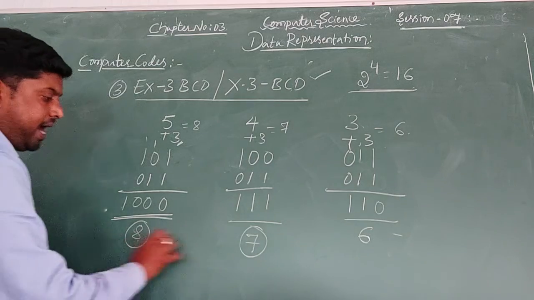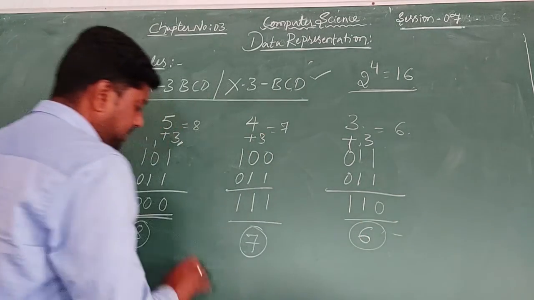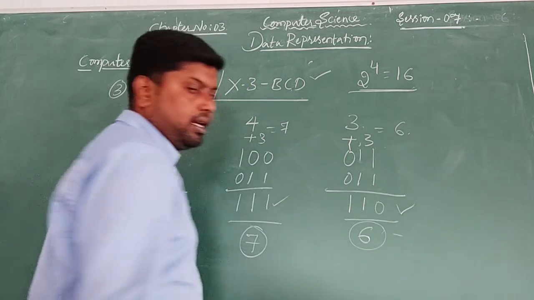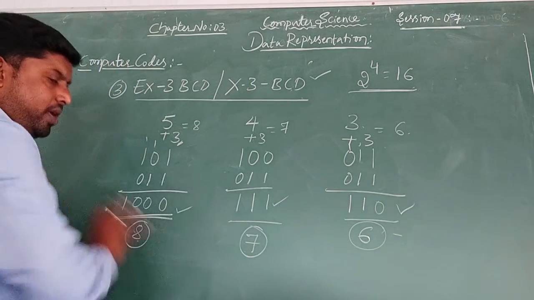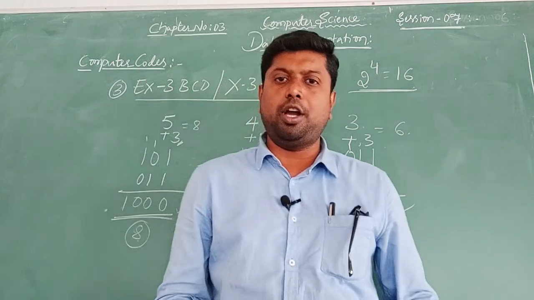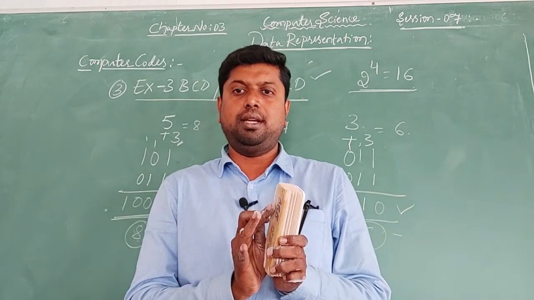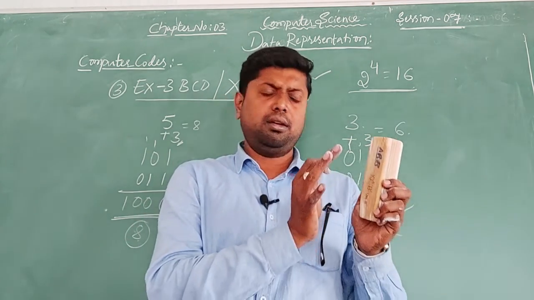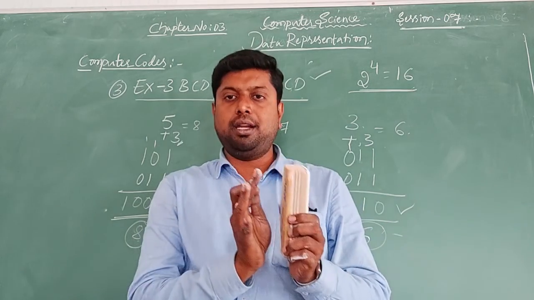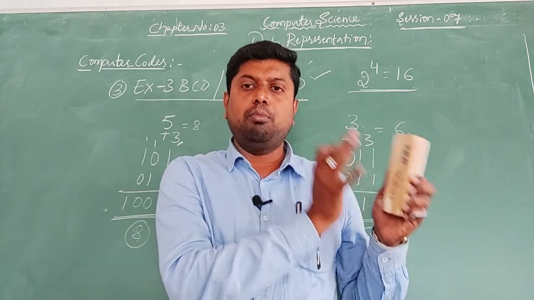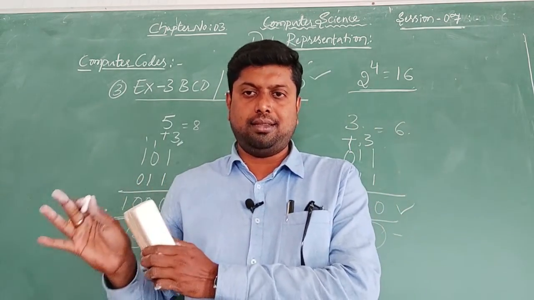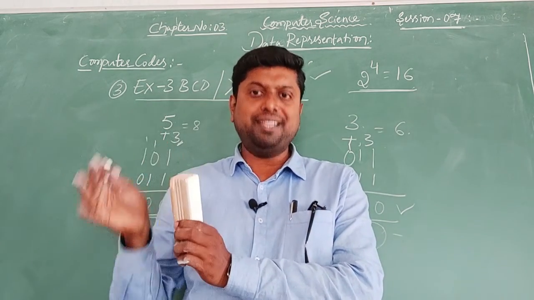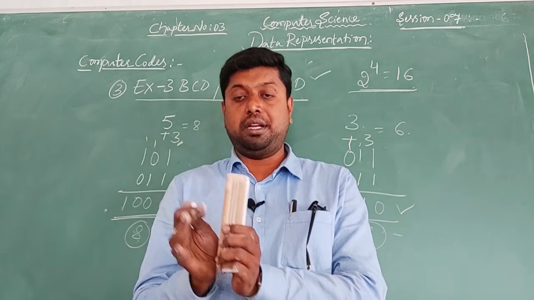See here, 8, 7, 6 are the X3 BCD codes. 8, 7 and 6 are the X3. Very simple clarification you are getting. In X3 BCD, we are adding plus 3 to the binary coded decimal. Plus 3 adding to the existing BCD, now you will get X3 BCD. So this is the topic X3 BCD tells.